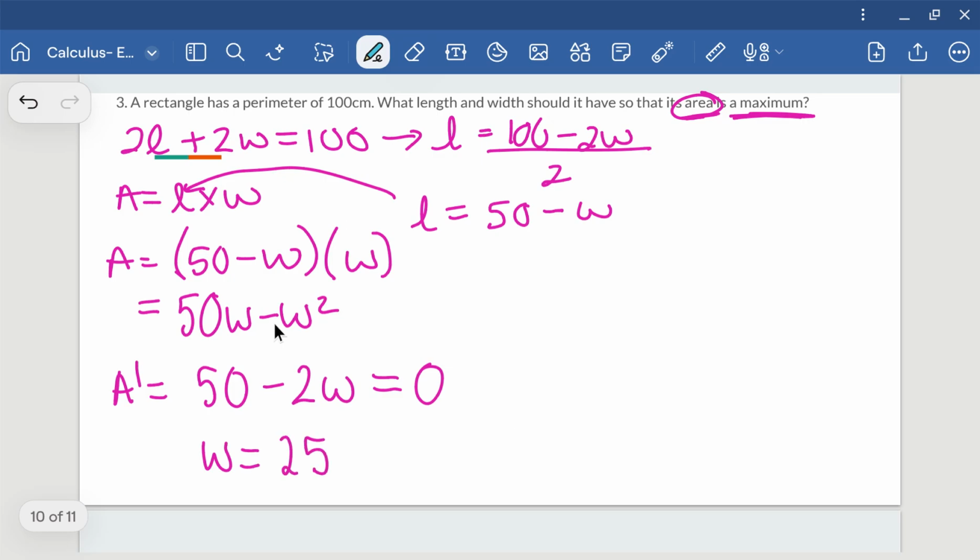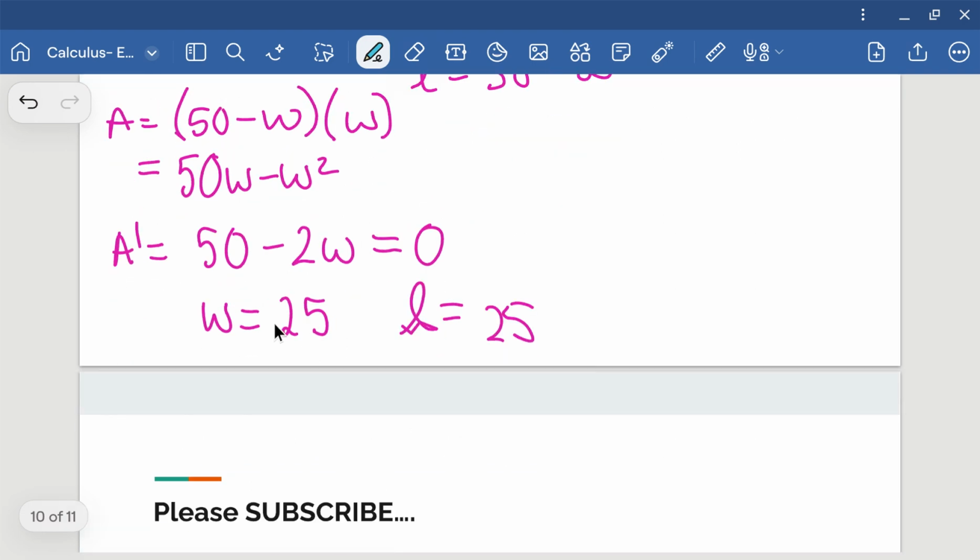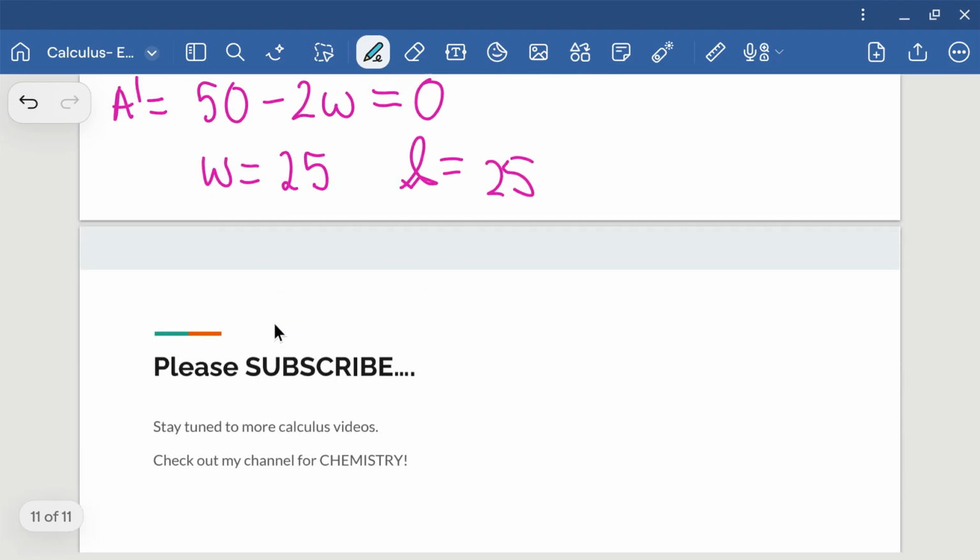And then when you go back and plug it in for w and solve for length, you'll get that your length is also 25. Oh, that got messy. Your length. So that is our very quick snapshot. Then there's more, but that's essentially what you have to do. If it gives you a max or min, take that derivative and set it equal to 0.